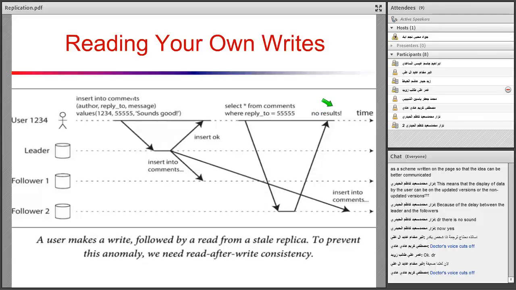Is it clear for you? A user makes a write followed by a read from a stale replica. To prevent this anomaly, we need read after write consistency.